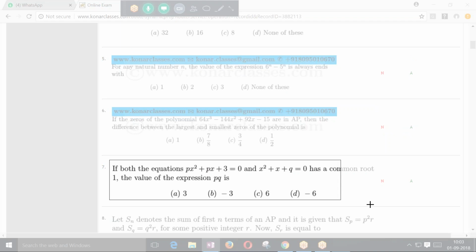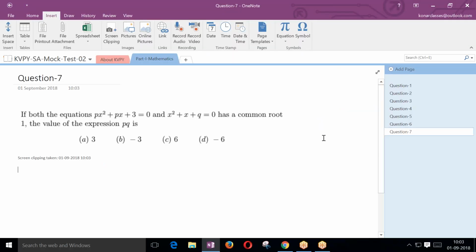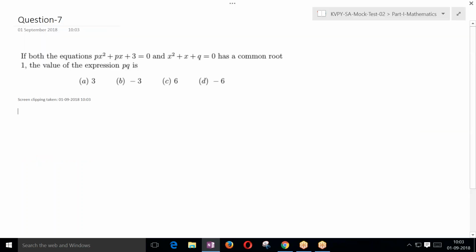So the question is that if both the equations px square plus px plus 3 and x square plus x plus q equal to 0, if both these equations have a common root 1, what is the value of p into q? That we need to find.